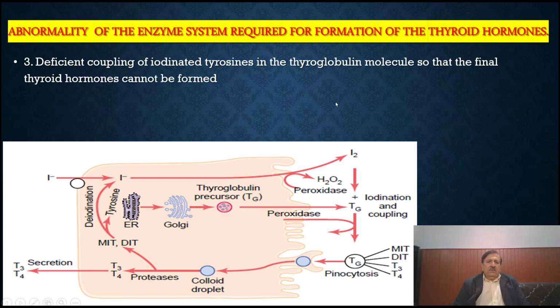Abnormality of the enzyme system required for the formation of the thyroid hormone. The third mechanism is deficient coupling of iodinated tyrosine in the thyroglobulin molecule so that the final thyroid hormone cannot be formed.